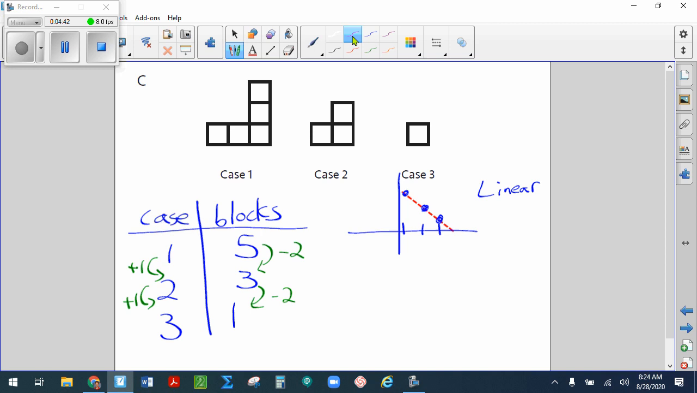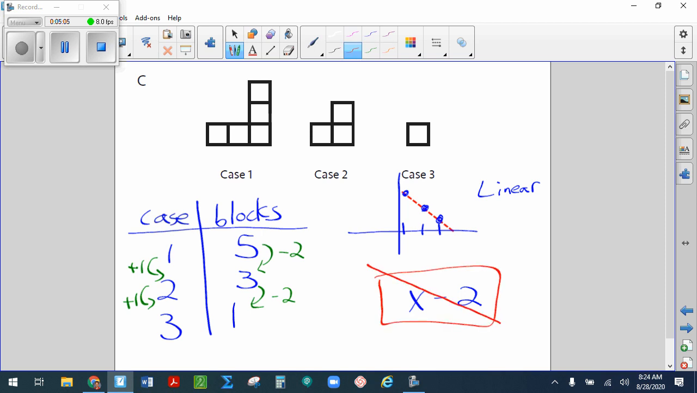So the blocks are going down by 2 every time the case goes up by 1. And again, if I was trying to say, okay, well, maybe x, not x plus 2, maybe you're thinking x minus 2. Like you're going down by 2 each time. The down by 2 is correct, but how we write that as a function or as an expression, that is not quite right.